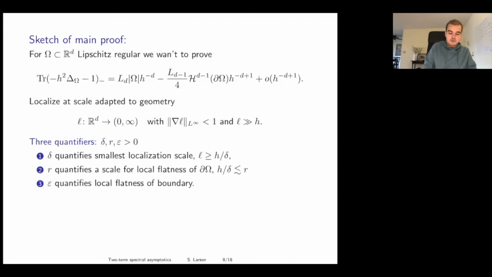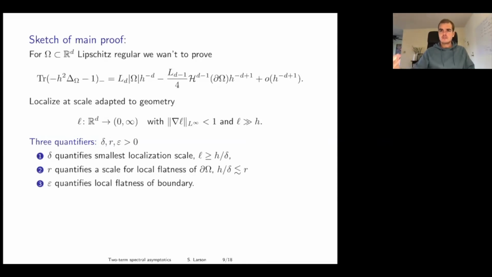Secondly, there are going to be two quantifiers for the geometry close to the boundary. And there's going to be a length scale r, which is the radius of a ball close to the boundary. And this is the scale at which we consider the geometry of the boundary. So in particular, if r is small enough, since we're in the Lipschitz set, then if we have a ball close to the boundary of size r, and r is small, then our boundary can be parametrized by the graph of a Lipschitz function. And then there's going to be an epsilon, which quantifies how well behaved the boundary is at this scale r. And essentially, that's going to be a local flatness kind of thing.